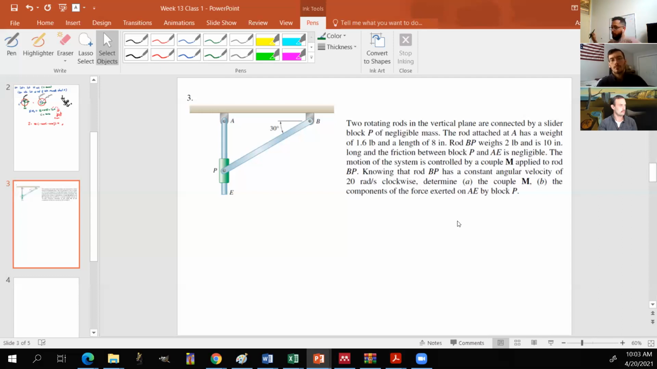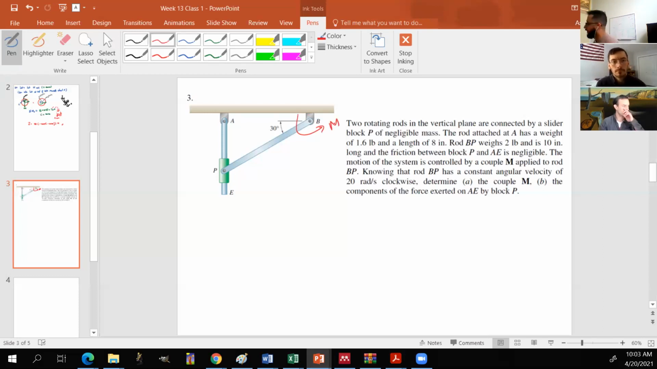So you have two rods, AE and BP, which rotate. There's a collar P, which can slide along AE. The rod attached at A has a weight of 1.6 pounds and a length of 8 inches. And the rod BP weighs 2 pounds and is 10 inches. And there's no friction on this collar, right? It slides frictionlessly. So the motion of the system is controlled by a couple, a moment, which is applied to the rod BP. So let's just set it up. That's an unknown moment over there.